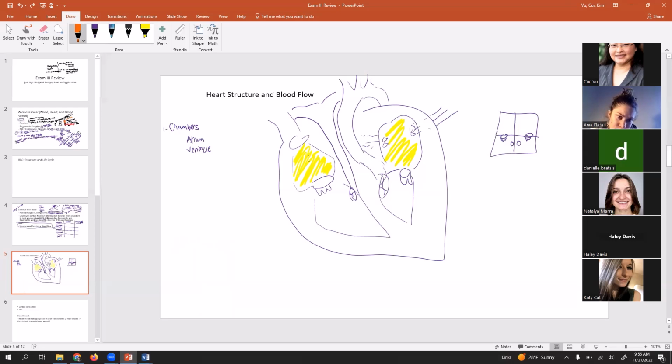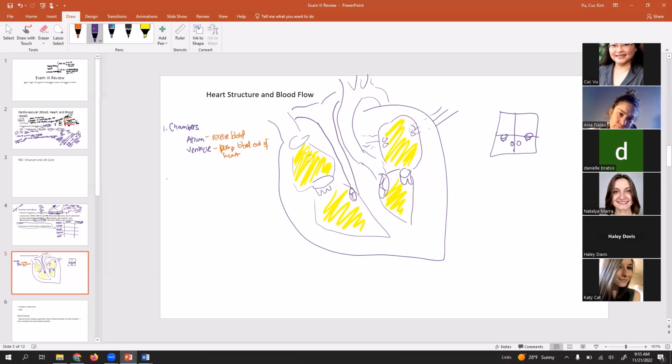So you have the atriums, which are on the top, and then you have the ventricles, which are on the bottom. Those are your chambers. It helps if you add what they do. Atriums receive the blood. Ventricles pump blood out of the heart.